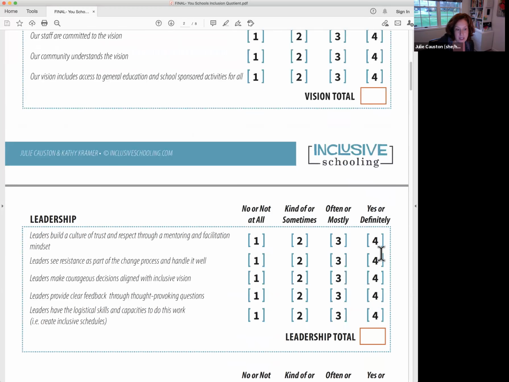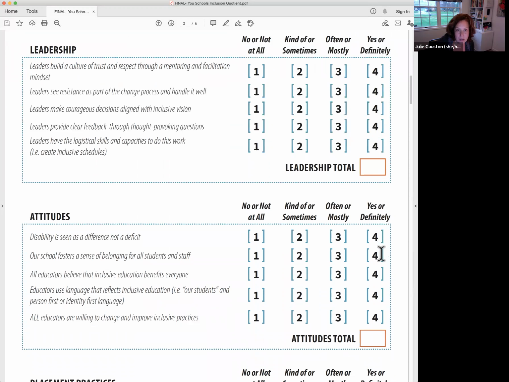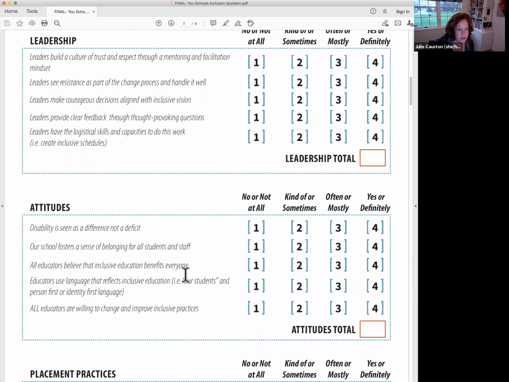We then move into leadership and attitudes. I'll take an example of attitudes, the top one: disability is seen as a difference, not a deficit. If in your school setting disability is seen as a difference or diversity, but not as a deficit, you're going to give yourself a 4 for that.